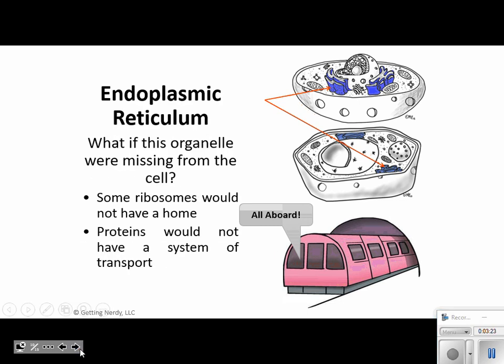Now, what would happen if we wouldn't have the ER? Well, some of these ribosomes would not have a home. The ribosomes would not have a place in the cell to attach to. Also, proteins would not have a transport system. Okay? Proteins wouldn't have a transport system.